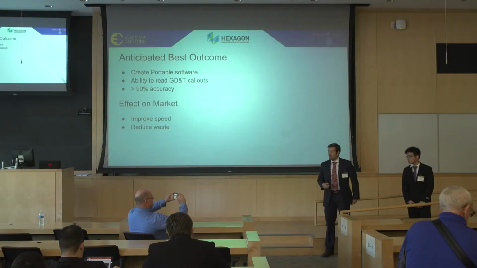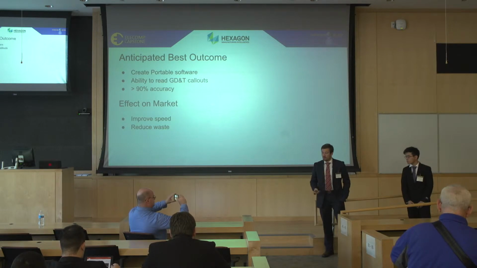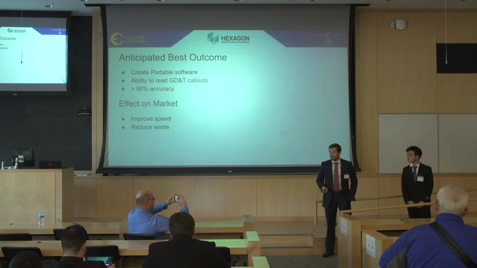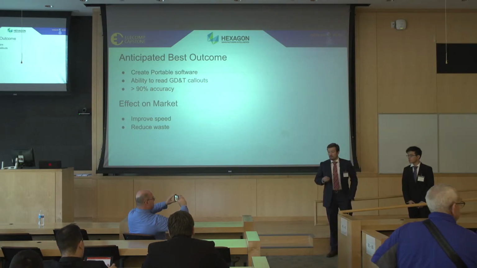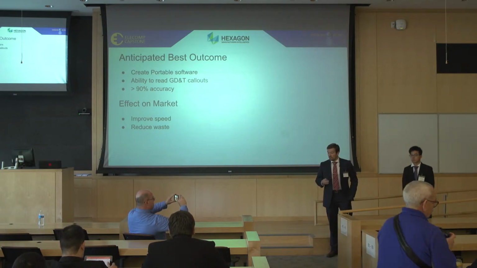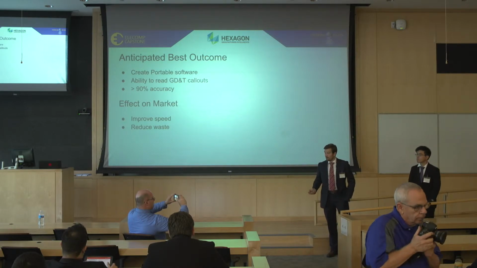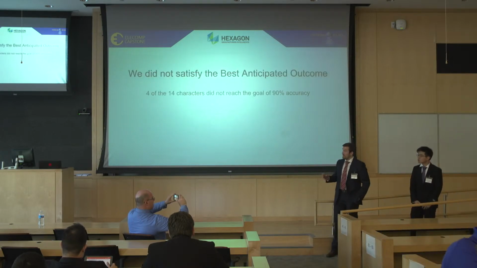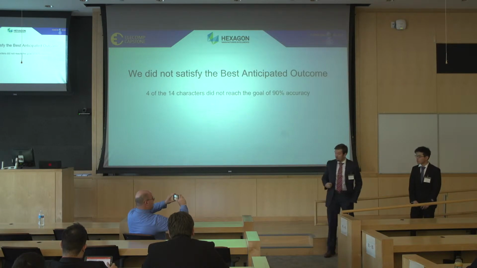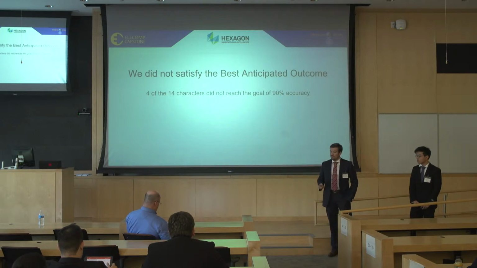Our anticipated best outcome for this project was to create portable software with the ability to read GD&T callouts with greater than 90% accuracy. The effect on the market is great as it would improve speed, reduce waste, and improve the efficiency of this process. We did not satisfy the best anticipated outcome. While we got all alphanumeric characters and modifiers above 90%, we were only able to get 10 of the 14 GD&T symbols to that standard.